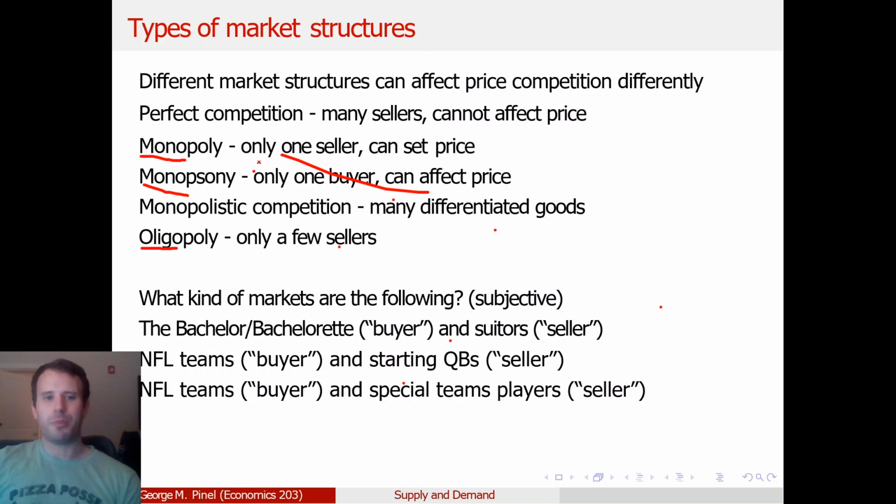Maybe, but I doubt it. Might be monopolistically competitive, but probably perfectly competitive. Okay, they are a little differentiated, but not that much, all things considered. Okay.